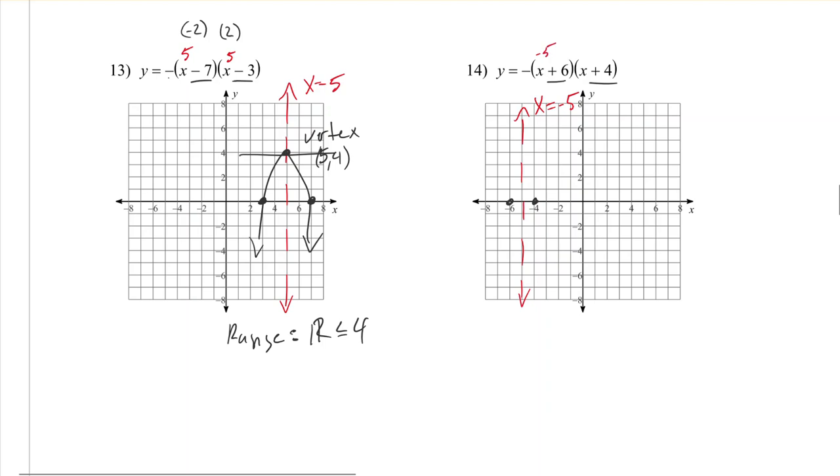Plug in a -5 here. -5 plus 6 makes 1. -5 plus 4 makes -1. Times -1, 2 negative factors, that makes positive. So we're at 1. Means we're going down. So our vertex is -5, 1. And our range is all real numbers that are less than or equal to 1.